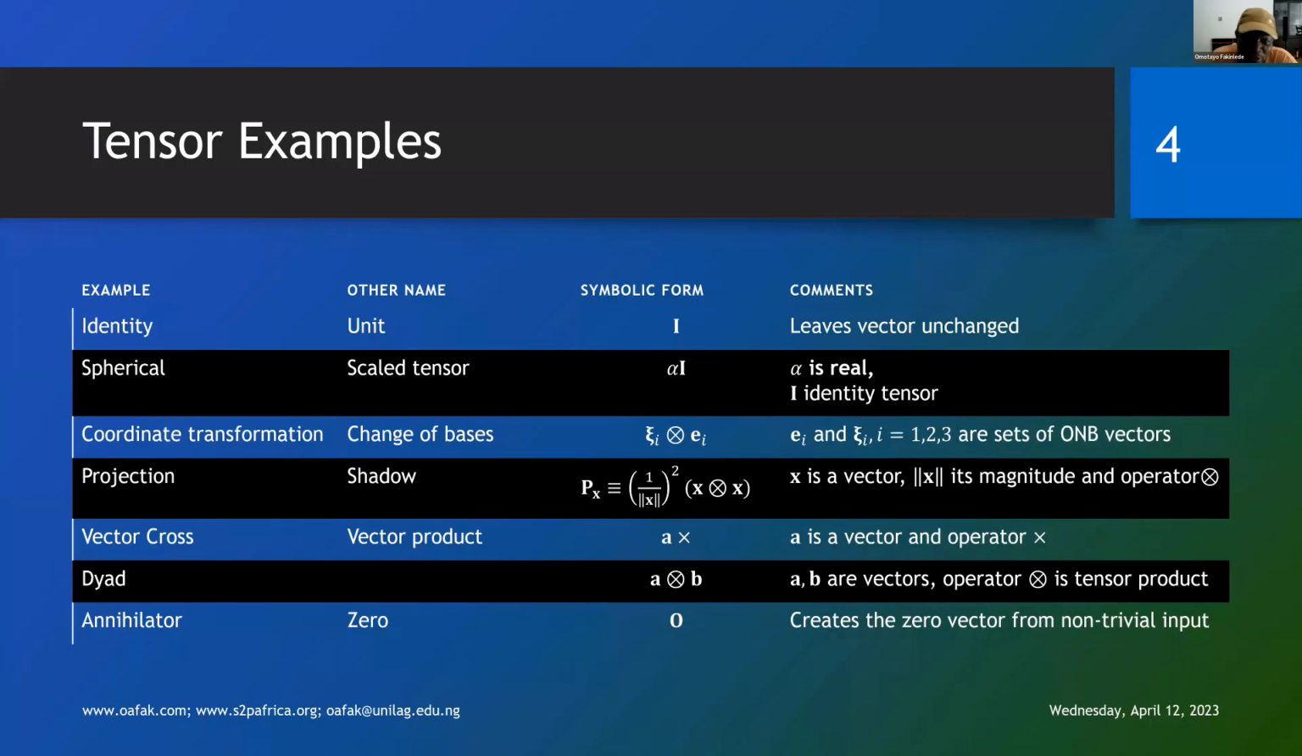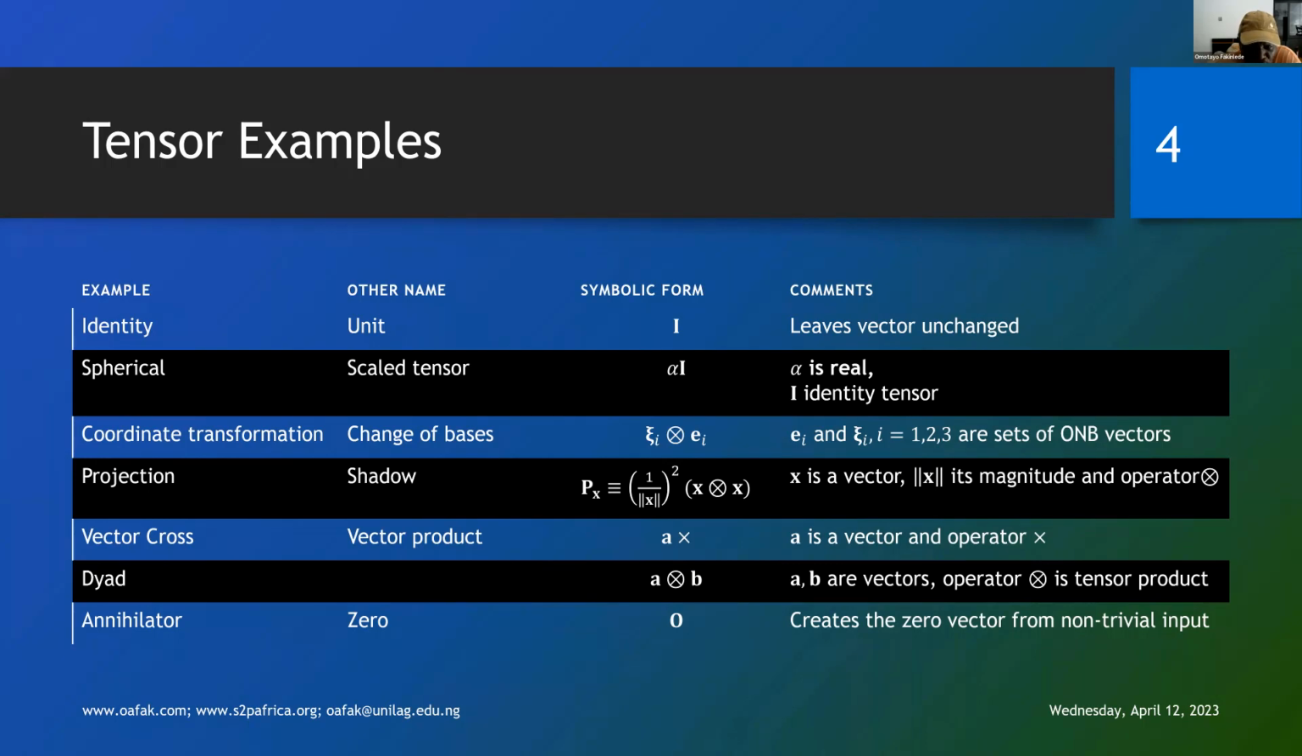The spherical tensor, which multiplies the vector, which gives you another vector by scaling it, is still a tensor. The coordinate transformation, which gives you your vector in a new set of coordinates, is still a tensor. The projection, the shadow, which is what the sun does to any vector, is also a tensor because it transforms in a way that is linear. And we have a mathematical format for it, which is what you see as a projection tensor here.